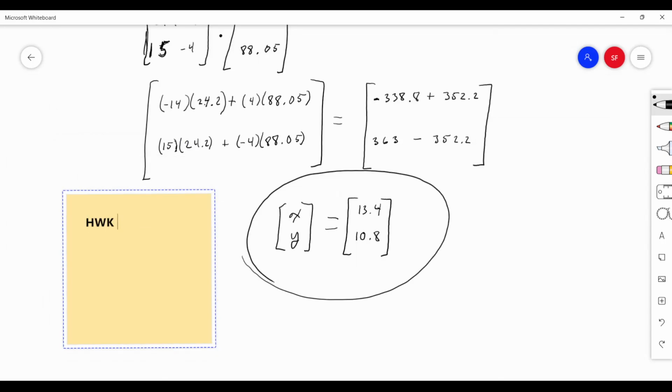Homework. Page 202. Is it Tuesday? Yes, it is. Numbers 18 through 34 evens. Merry Christmas. Questions? Comments? Snide remarks?